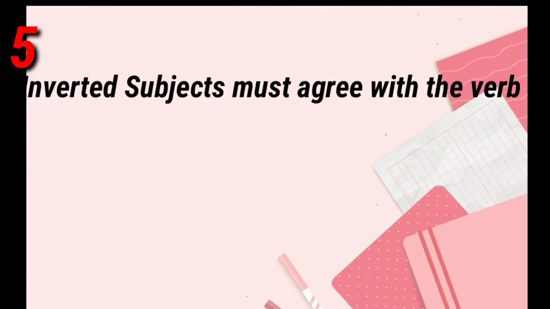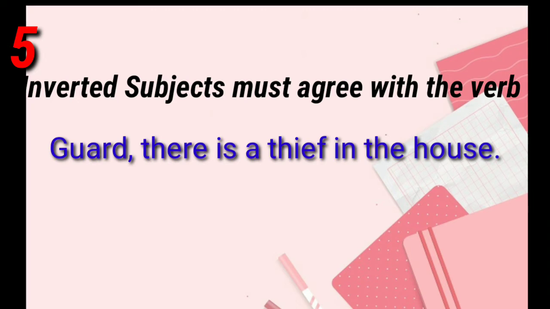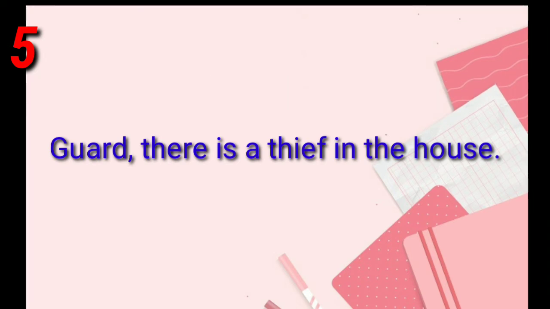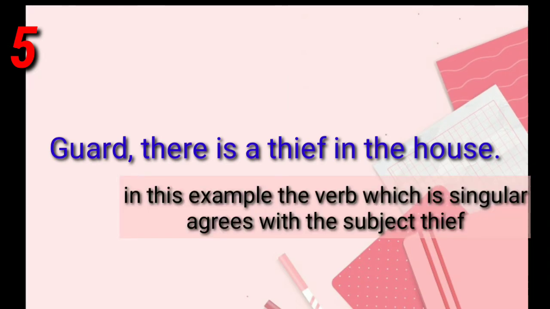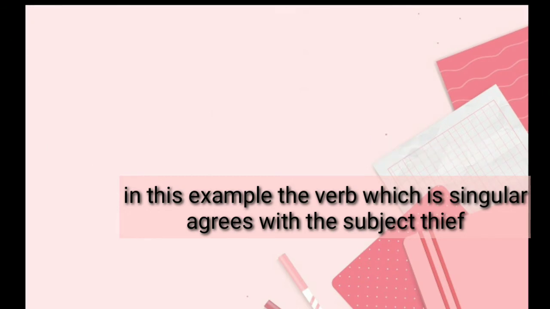Now let's proceed to the fifth rule, which states that inverted subjects must agree with the verb. For example, guard, there is a thief in the house. In this example, the verb, which is singular, agrees with the subject, thief.